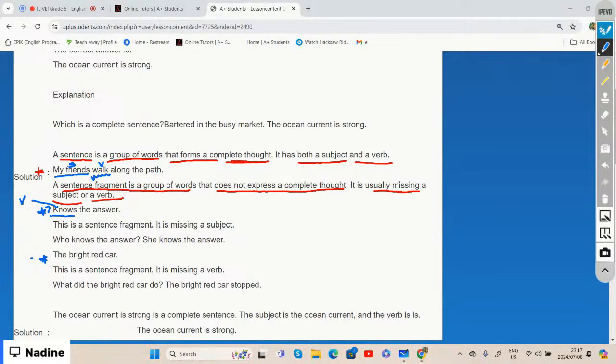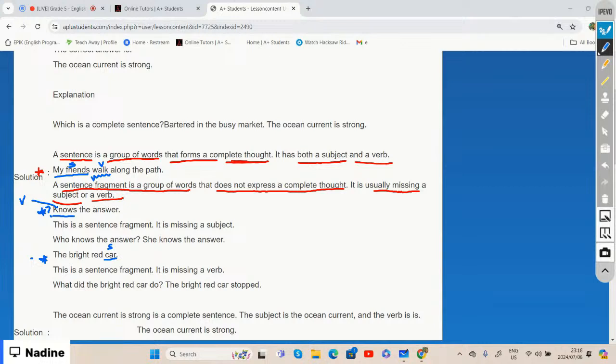So basically within the sentence, we're talking about the car, and this is a subject, right? For the noun. But they're not telling us what the bright red car did, which means that we are missing a verb, because you need to ask yourself, what did the bright red car do? So either the bright red car stopped, the bright red car rolled, the bright red car something, right? But it needs to tell us the action that they did.